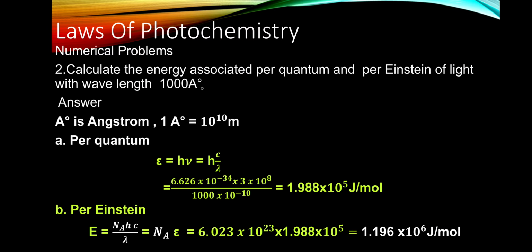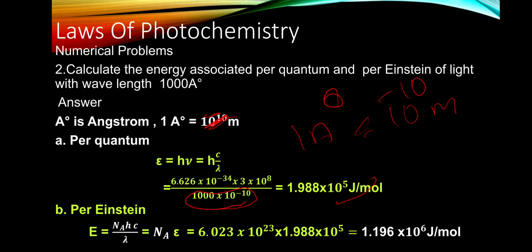The second problem: calculate the energy associated per quantum or per Einstein of light with wavelength 1000 angstrom. So again, angstrom is 10 to the power minus 10. 1 angstrom is equal to 10 to the power minus 10 meter. So when we do it, we have to substitute 10 to the power minus 10. I asked you to calculate the value. It was a numerical value. Some people have sent me the answer. Answer was 1.988 into 10 to the power 5 joule per mole, and per Einstein it is 1.196 into 10 to the power 6 joule per mole.